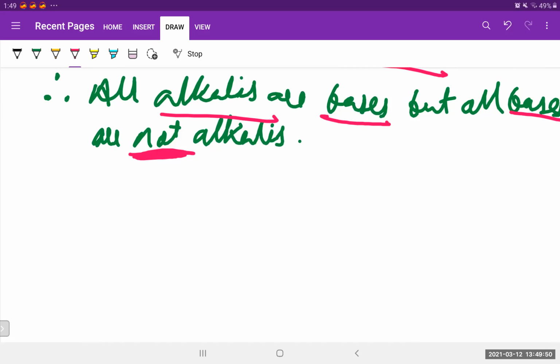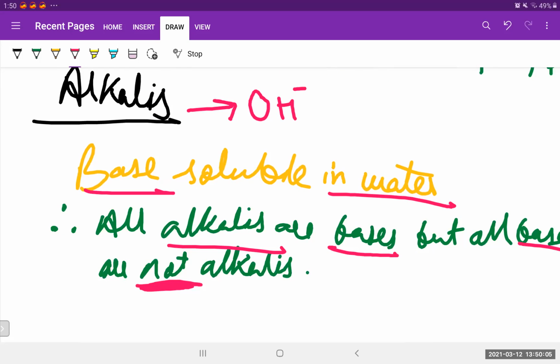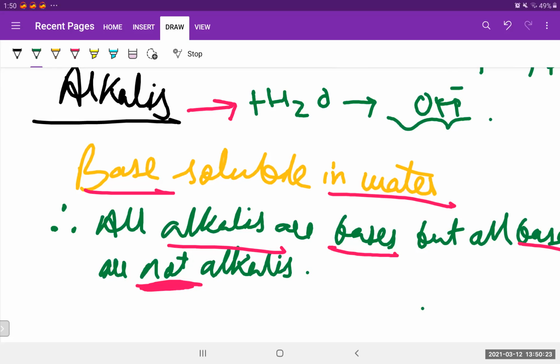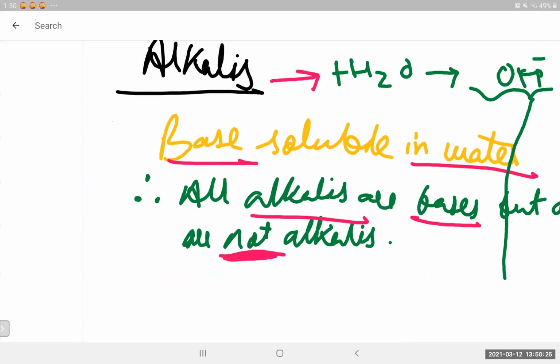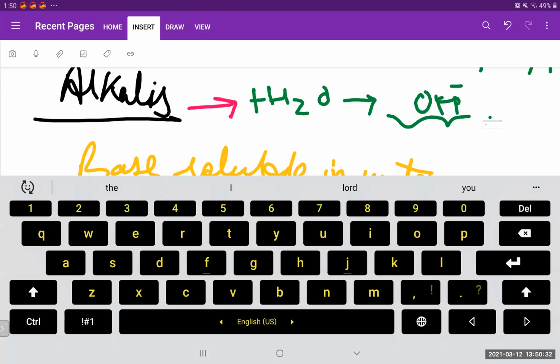Now, an alkali is a compound which, as I've already told you, when dissolved in water gives us what? OH as the only negatively charged ion. This gives us OH minus. So when it is in an aqueous state, plus water will give us OH minus for sure. I hope this is clear. So let's discuss an example for this.